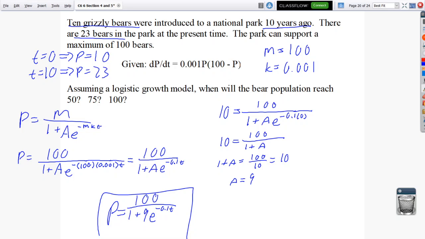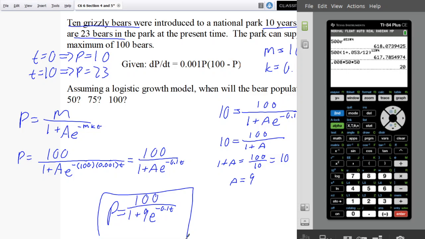Now I want to find out, when will the bear population reach 50 or 75 or 100? The best way to do this is to graph this function. So you can see I pulled out my calculator. I'm just going to graph the population function here: 100 over 1 plus 9 e to the negative 0.1 t. I'm going to graph it.